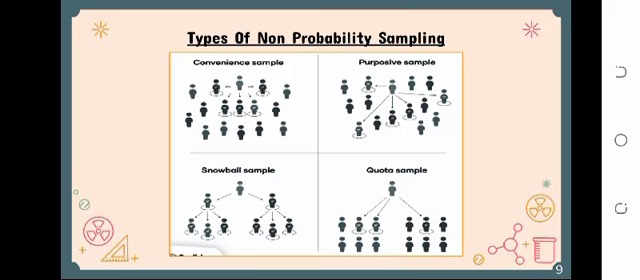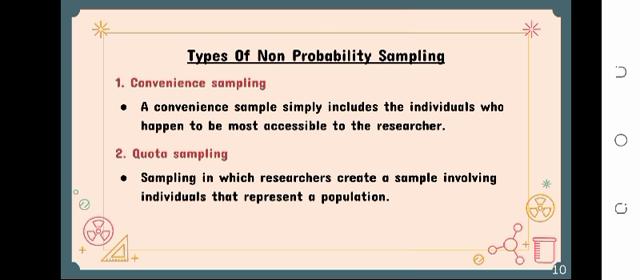Next, if we move on, is non-probability sampling. Here is an overview of this type of sampling. The first type of non-probability sampling is convenience sampling. A convenience sample simply includes the individuals who happen to be most accessible to the researcher. This is an easy and inexpensive way to gather initial data.